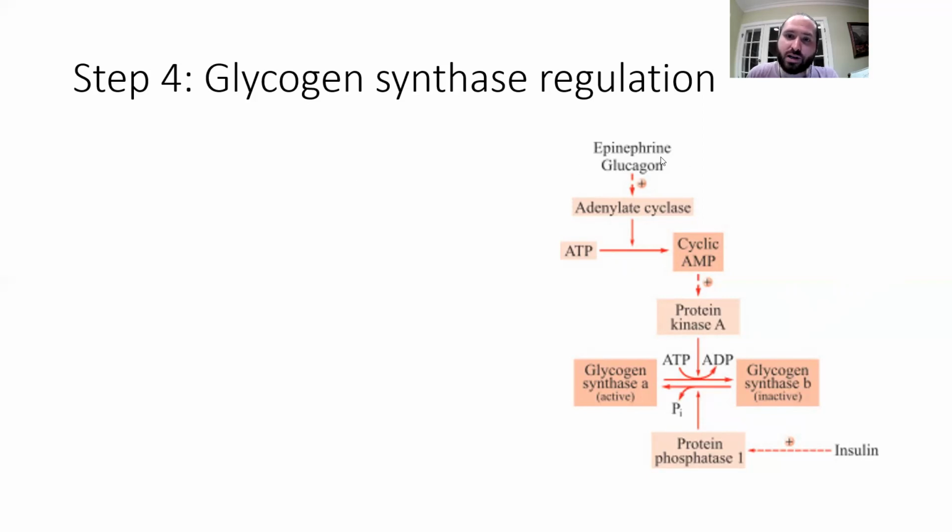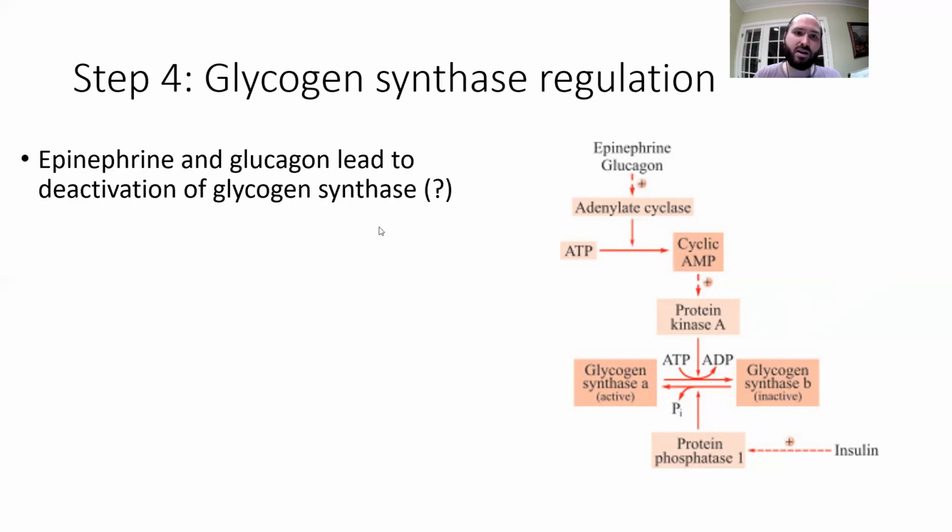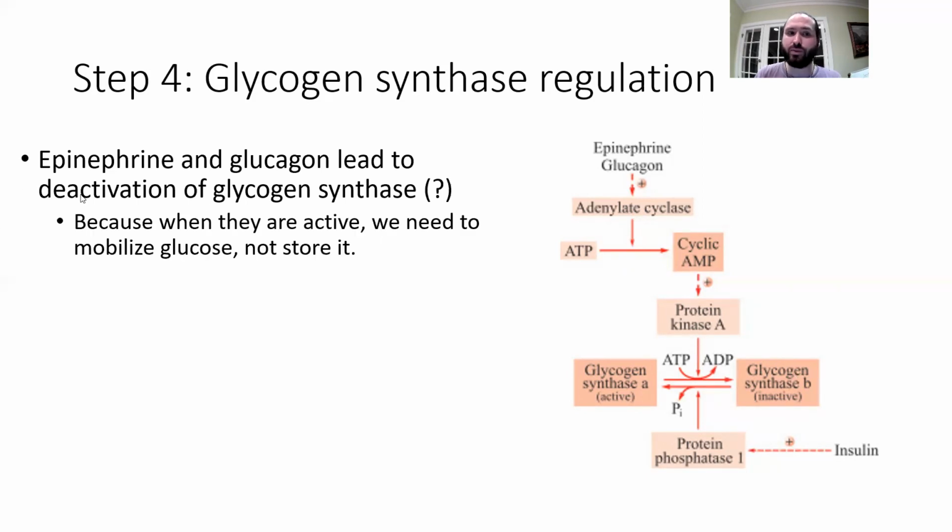If we walk through this process, epinephrine and glucagon stimulate producing glucose from glycogen, breaking glycogen down into glucose. It looks like they're working through an adenylate cyclase, cyclic AMP, protein kinase A pathway. We want to deactivate glycogen synthase when we have epinephrine and glucagon. We don't want to store glucose as glycogen; we want to hydrolyze glycogen into glucose. So what type of receptor are these working through, based on adenylate cyclase, cyclic AMP, protein kinase A? Type of receptor.